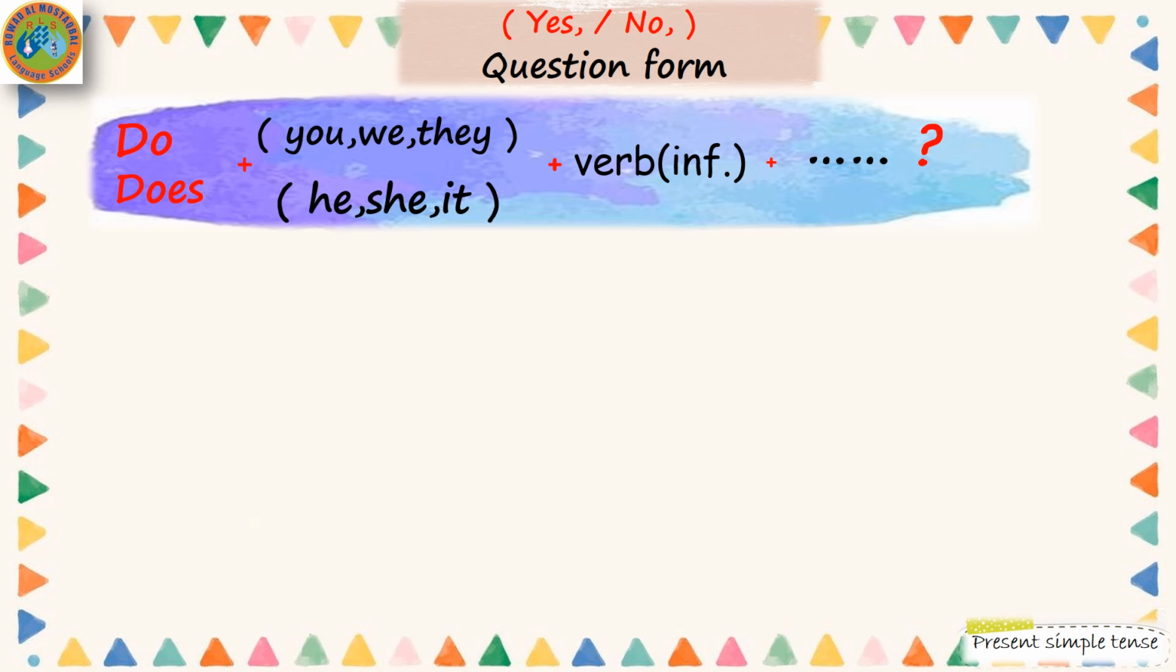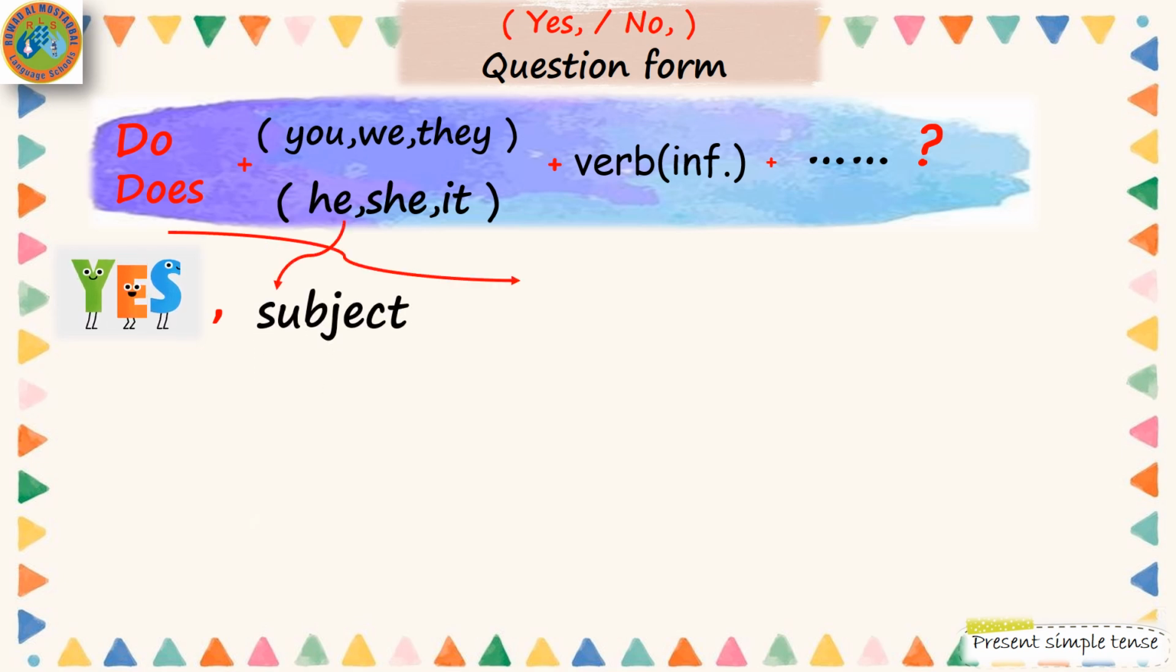If I ask with do or does, that means I will answer with yes or no. If the answer is yes, after yes I will put a comma. Then I will make a cross. I will put the subject first, then I will put do or does.